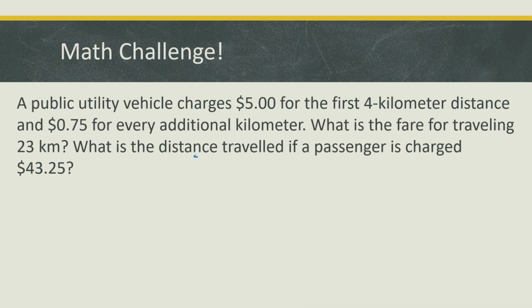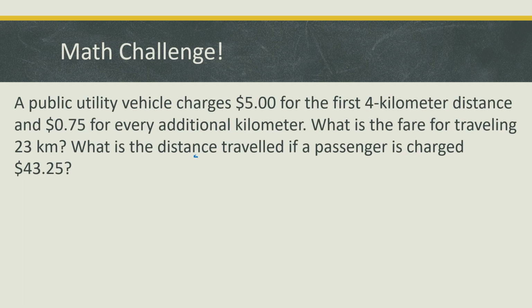Okay, and I have this math challenge for you. A public utility vehicle charges $5 for the first 4-kilometer distance and $0.75 for every additional kilometer. What is the fare for traveling 23 kilometers? And what is the distance traveled if a passenger is charged $43.25?